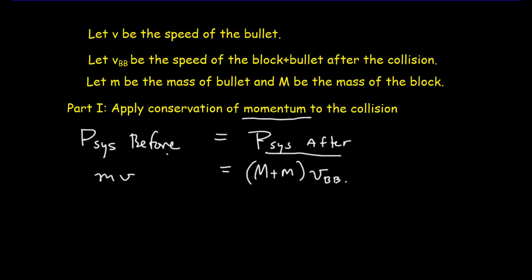So we would like ultimately to solve for this speed of the bullet. That's what we're after. So let's rearrange this expression so that we isolate the speed of the bullet. So we would get that the speed of the bullet will equal the combined masses divided by the mass of the bullet, multiplied by the speed of the bullet plus the block immediately after the bullet embeds itself in the block.